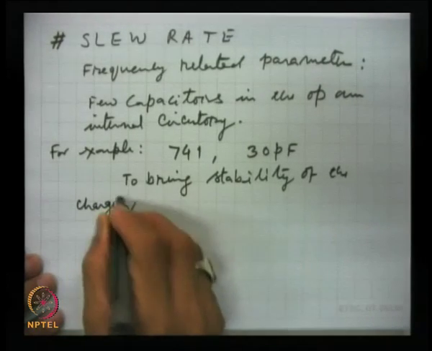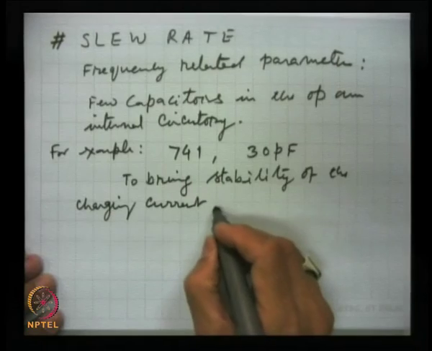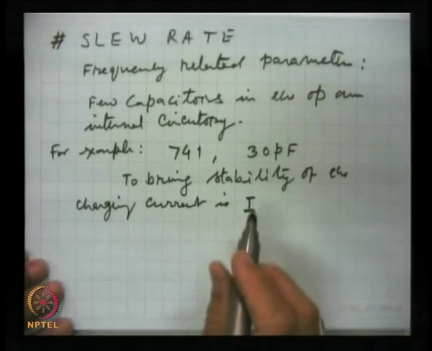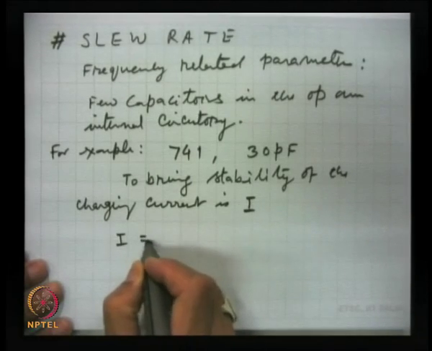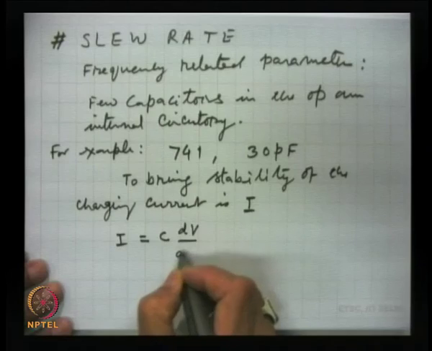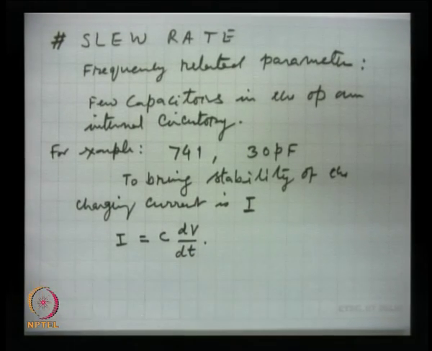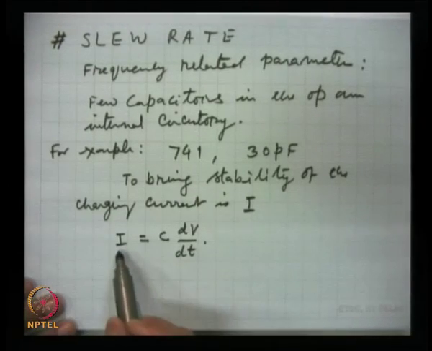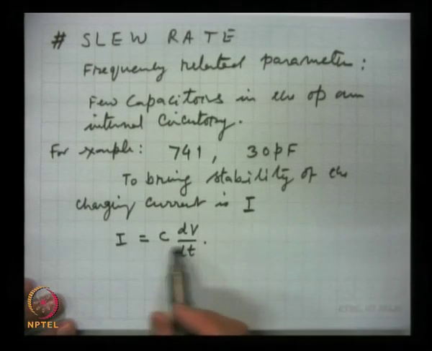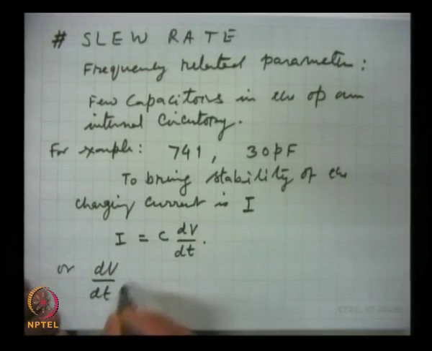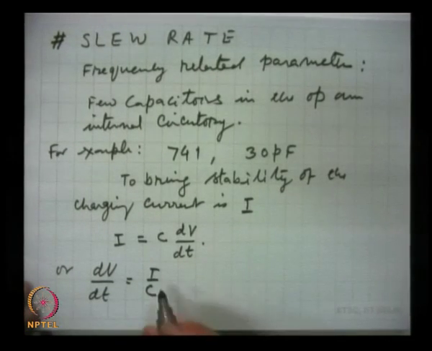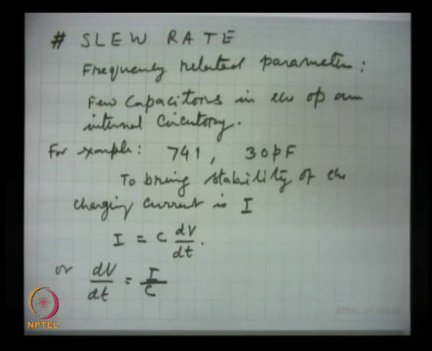Now, if charging current is I, then the capacitor C will have a rate of change of voltage given by I equals C dV by dt. This is from the basic theory of capacitors, that if I is the charging current, then the rate of change of the voltage across the capacitor is given by this, or dV by dt is I by C.